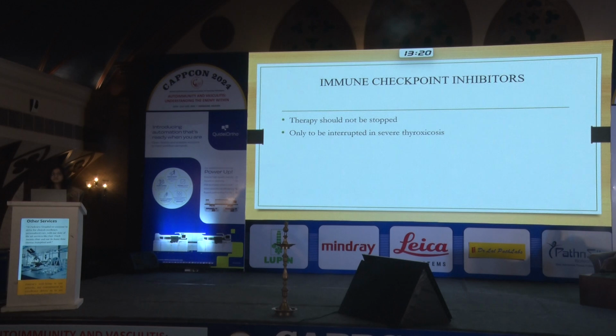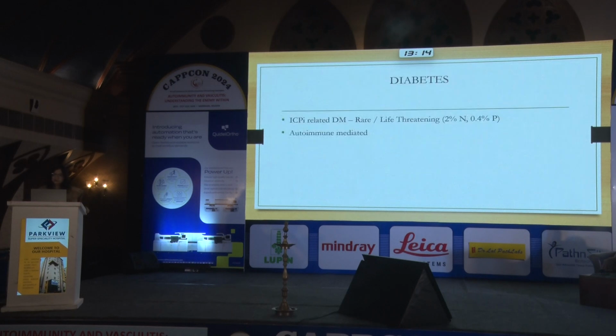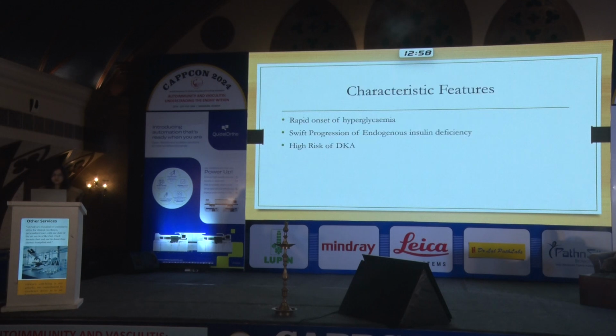Only if there is a severe thyrotoxic phase, it can be interrupted till we tide over the crisis. Coming to the next one, that is diabetes. Immune checkpoint inhibitor related diabetes is very, very rare. There are probably 40 to 50 cases reported in literature. But when present, it is potentially life-threatening, and it is in most of the cases autoimmune mediated.